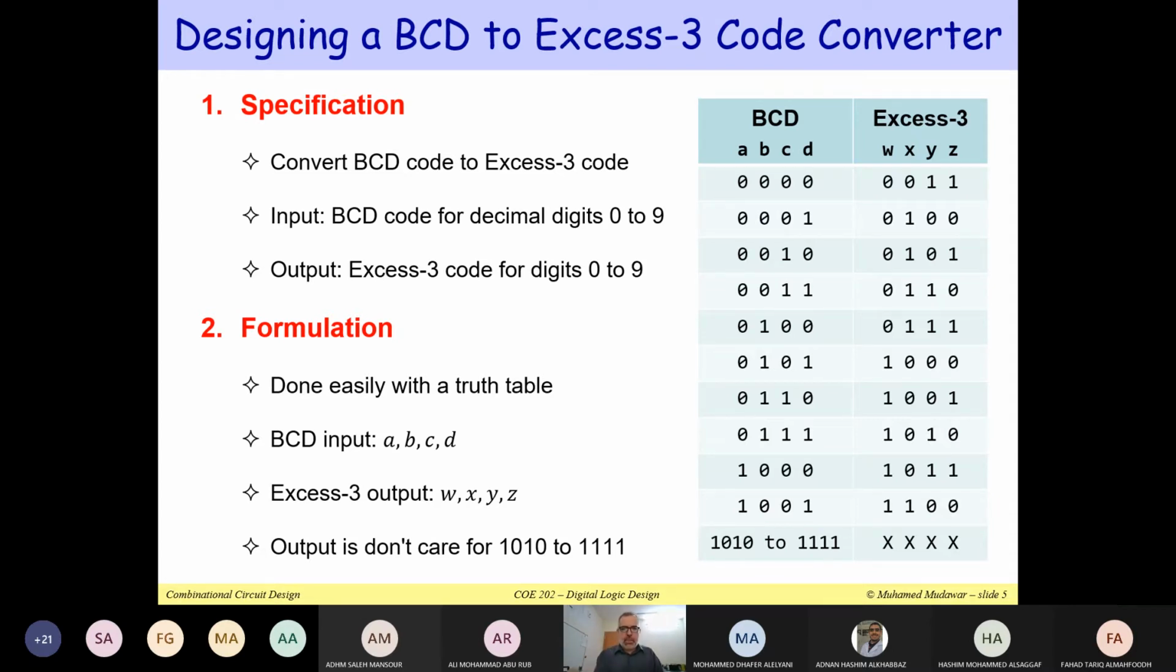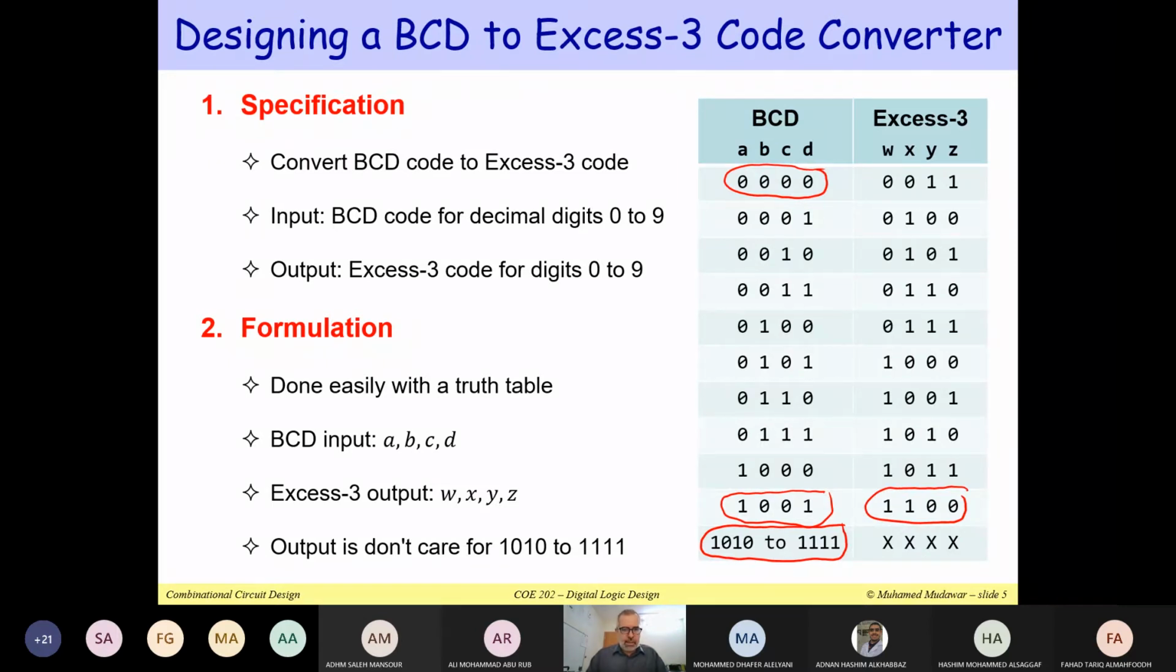So we can go here from 0, 0, 0, 0, as indicated here. We can go all the way here to 1, 0, 0, 1. That will be digit 9. And notice that digit 9 is represented as 1, 1, 0, 0 in XS3. Just add 3 to it. So 9 plus 3 is 12, and this is 12 in binary. Now, the inputs 10 to 15, 1010 to 1111, these do not exist as BCD inputs.